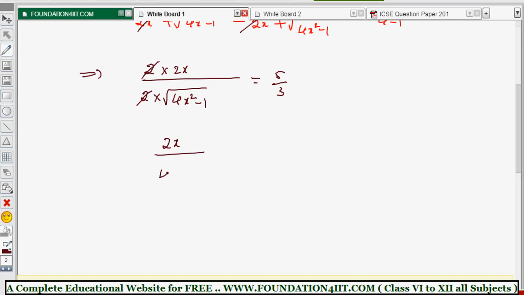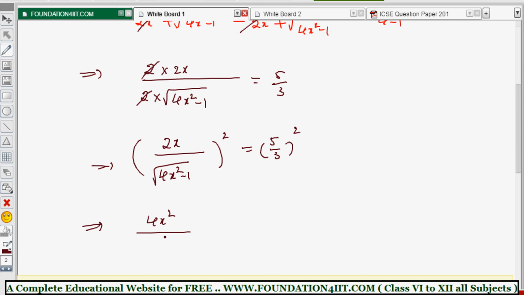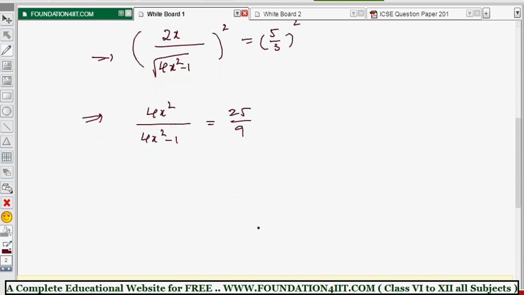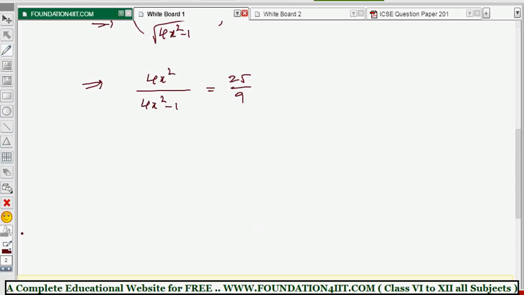So 2x by square root of 4x square minus 1. Squaring on both sides, that will be changed: 4x square on the numerator, which is 2x whole square, and the square and root cancel, that is 4x square minus 1. 5 square is 25, 3 square is 9. By applying cross multiplication, apply cross multiplication for this.